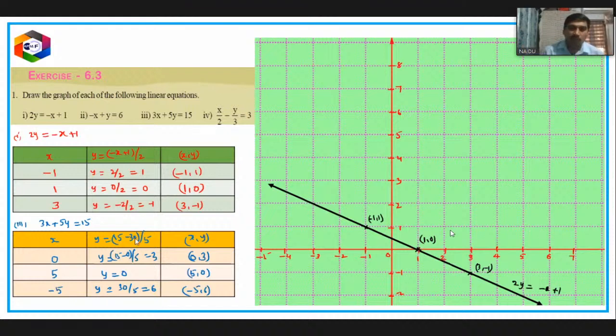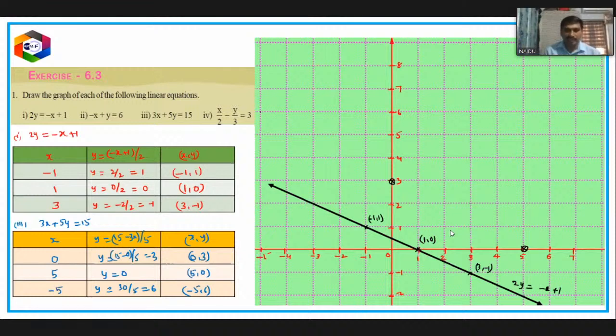And we have one more line we have to represent, and I am going to represent on the same graph sheet only, so let us try to plot the points here. 0 comma 3, x is 0, y is 3, so this will be the point. And 5 comma 0, x value is 5, y value is 0, so this is the point. And next, minus 5 comma 6, x value is minus 5, y value is 6. Here this is the point.